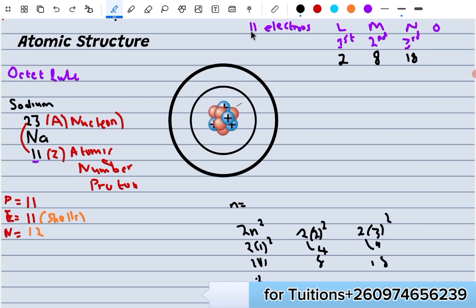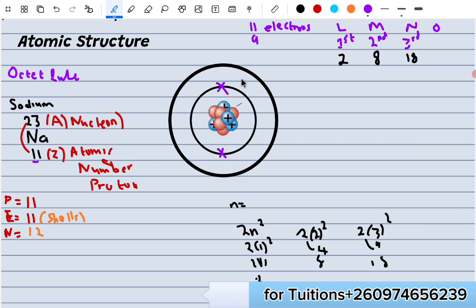So out of these 11 electrons, let's see how many can go in. We can show electrons either as a dot or as a cross like this. So that's an electron, and we can put another one there. So these 2 electrons have gone in the first shell. Out of the 11, we've put 2 in the first shell. How many are remaining? That will be 9. So the second shell can occupy 8, so out of these 9, 8 can go into the second shell.